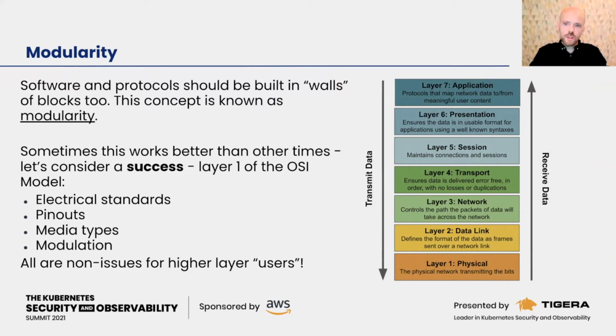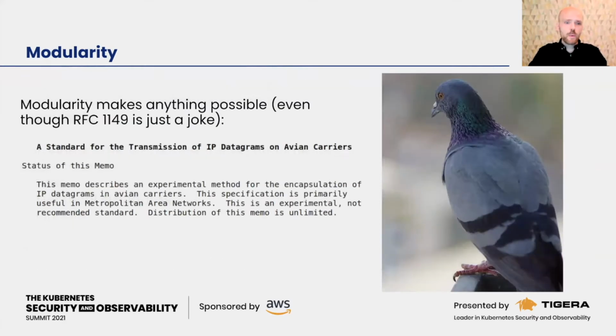And yet, when a user is using the internet, they don't need to care about any of those details at layer 1. And that's because layer 1 was successfully designed to be very modular. The higher layer modules don't need to care about the implementation of layer 1. In fact, layer 1 is so brilliantly modular that there was even an RFC, or request for comment, RFC 1149, which made a joke about the idea of transmitting IP over avian carriers or pigeons.